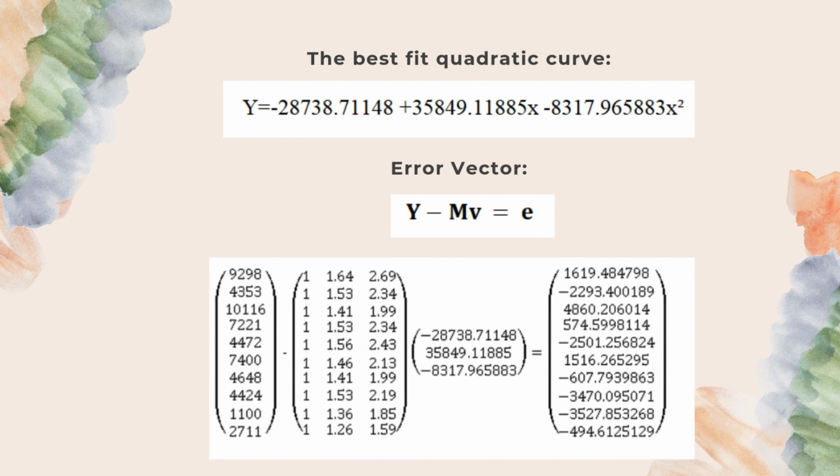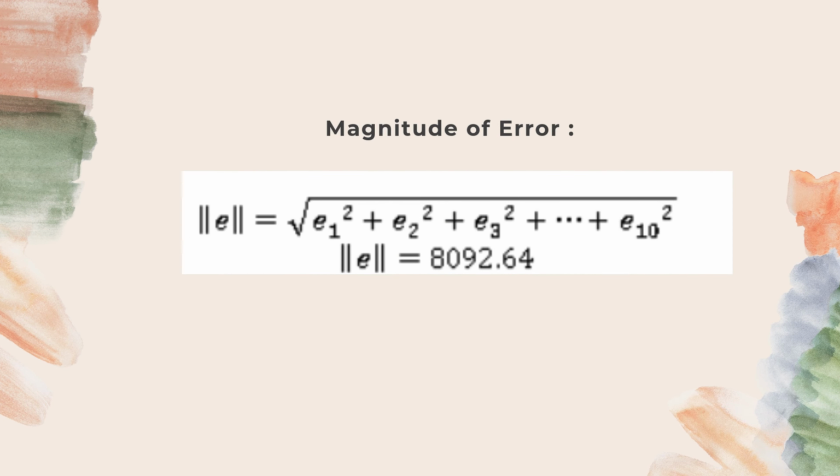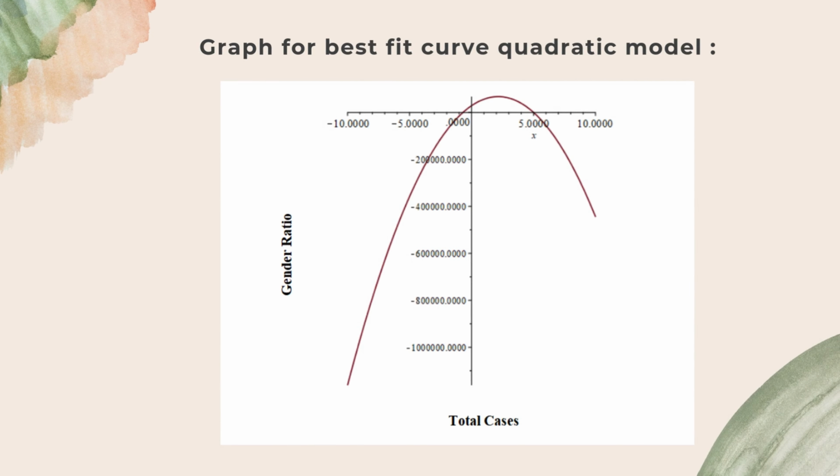Next, we find the error vector by using the formula E equals Y minus MV. Then we get the list of the values of the error vector. Then we find the magnitude of the error vector by using the formula. For the next slide, we show our graph of the quadratic model.